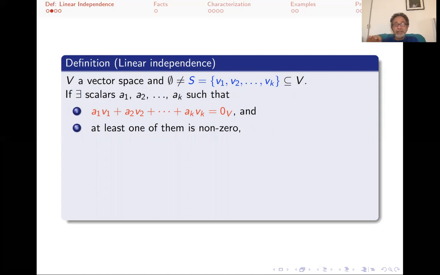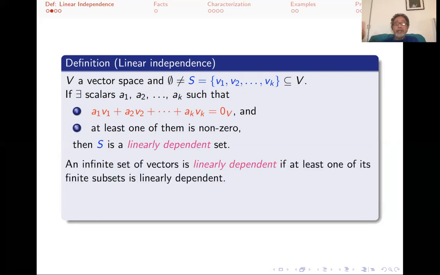If there exist scalars A1 through AK such that I have a linear combination of my vectors using those scalars equal to the 0 of the vector space, and the added condition that I did not cheat and use all zeros as scalars, some of them could be 0, but as long as at least one of the scalars I use is non-zero, yet that linear combination is 0, then I say that the set S is linearly dependent. This is for a finite set of vectors.